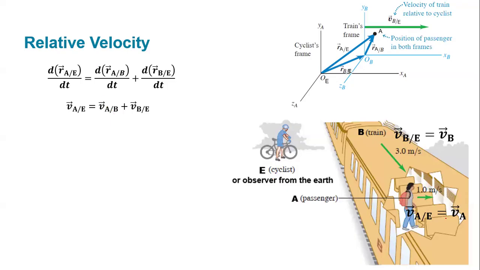the velocity of the passenger with respect to the train plus the velocity of the train with respect to the cyclist. Okay. To simplify, let's just put VA and VB instead of the velocity of A and B with respect to the observer from the Earth. So we have this formula. Engineering instructors usually use this formula here, which is derived from this: the velocity of A with respect to B is equal to the velocity of A minus the velocity of B.